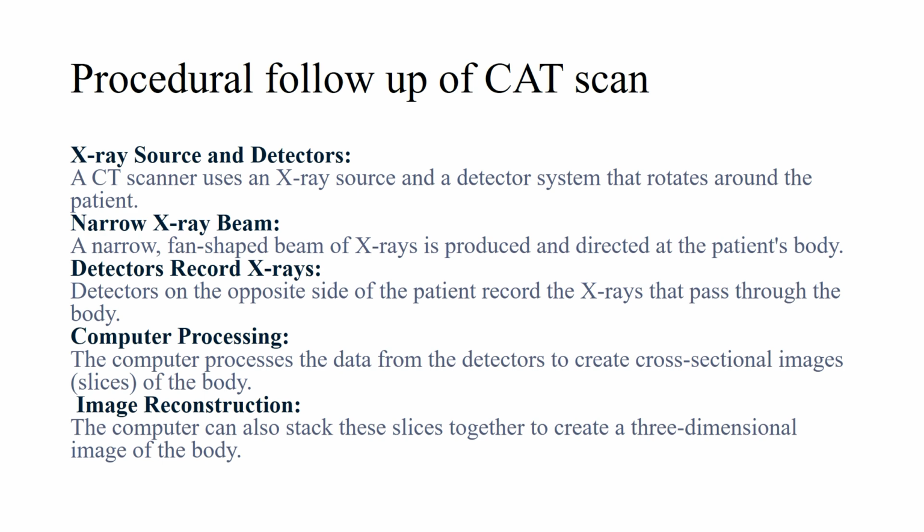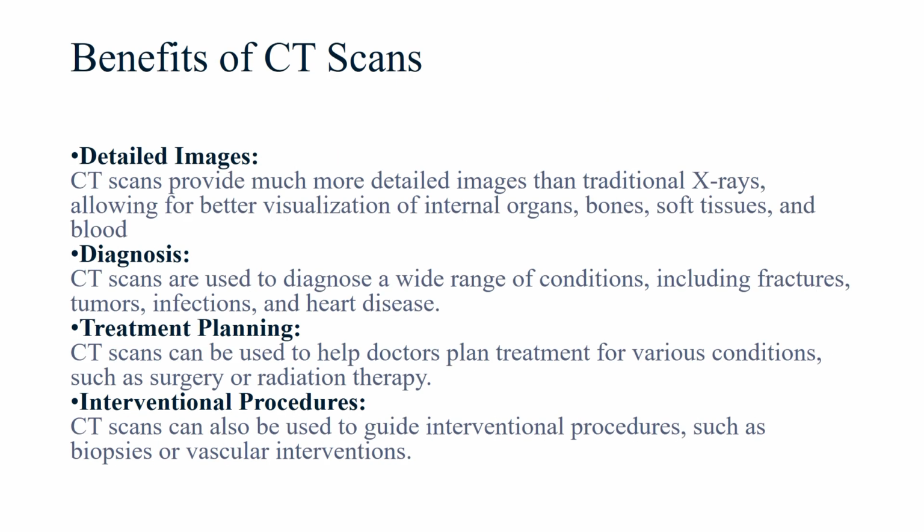Here in the CAT scan, as we said, the X-ray is the source, and there is a detector. There is a narrow beam of X-ray which is used, and detectors will record the X-ray as it traverses the body. The computer will process all this data and give many different pictures of the cross-sectional area or different forms of slices. When all of these rays pass through the body, there is an image reconstruction. The computer can also stack these slices together to create a three-dimensional image of the body, which is quite useful in medical and veterinary science.